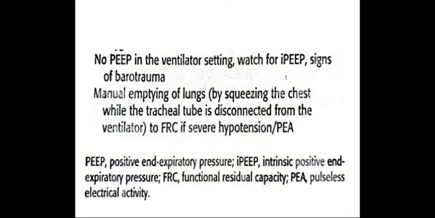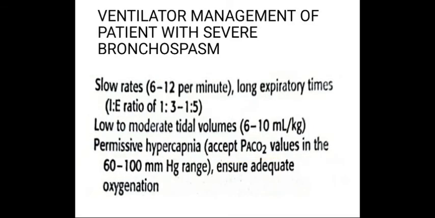Next, manual emptying of the lungs. How will it be done? It will be done by squeezing the chest while the tracheal tube is disconnected from the ventilator, to FRC, if severe hypotension or pulseless electrical activity. These are the ventilatory managements of the patients with severe bronchospasm.